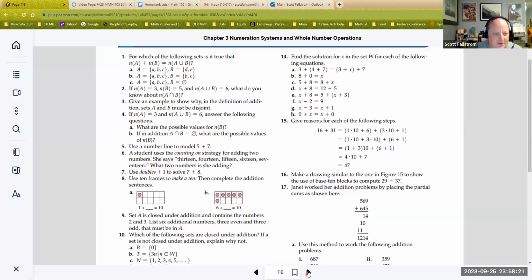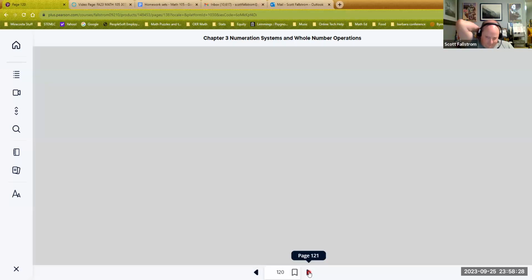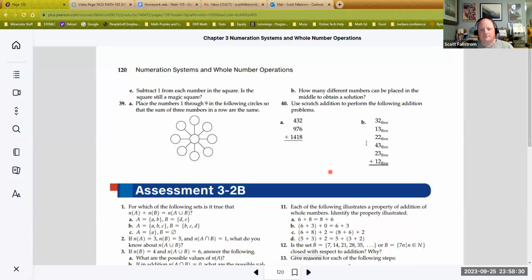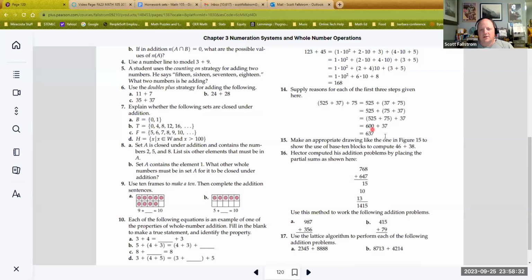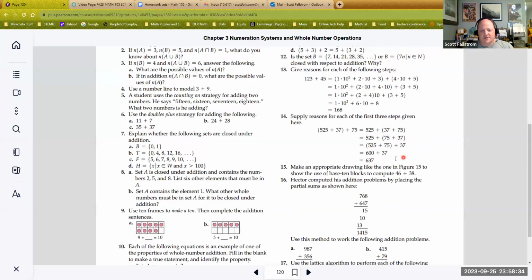Next up is 14. Okay, so let's see here. Question 14 over in B. It looks very similar. Supply the reasons for the first couple steps. These look almost identical. They're just not in expanded form. So what are we doing?